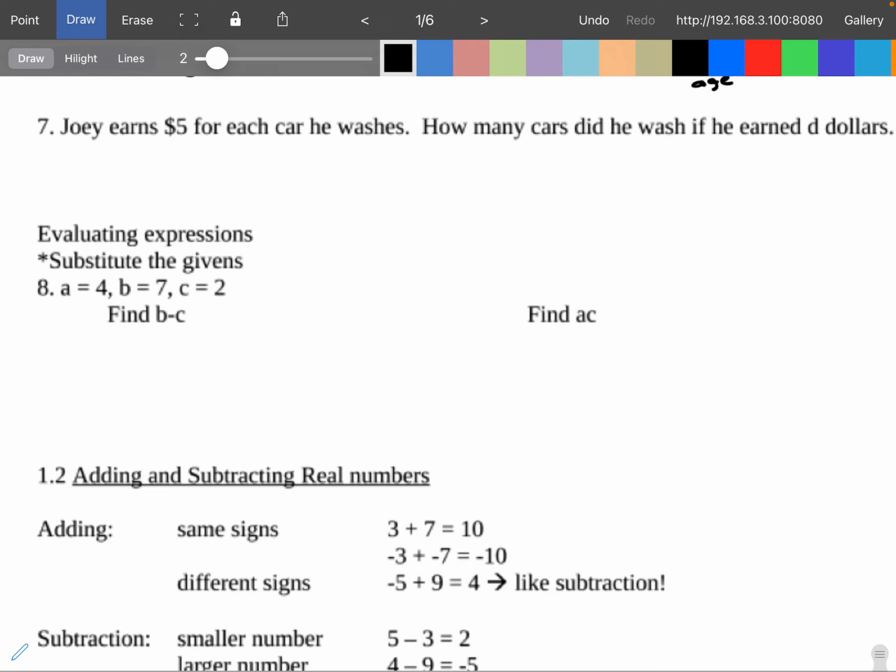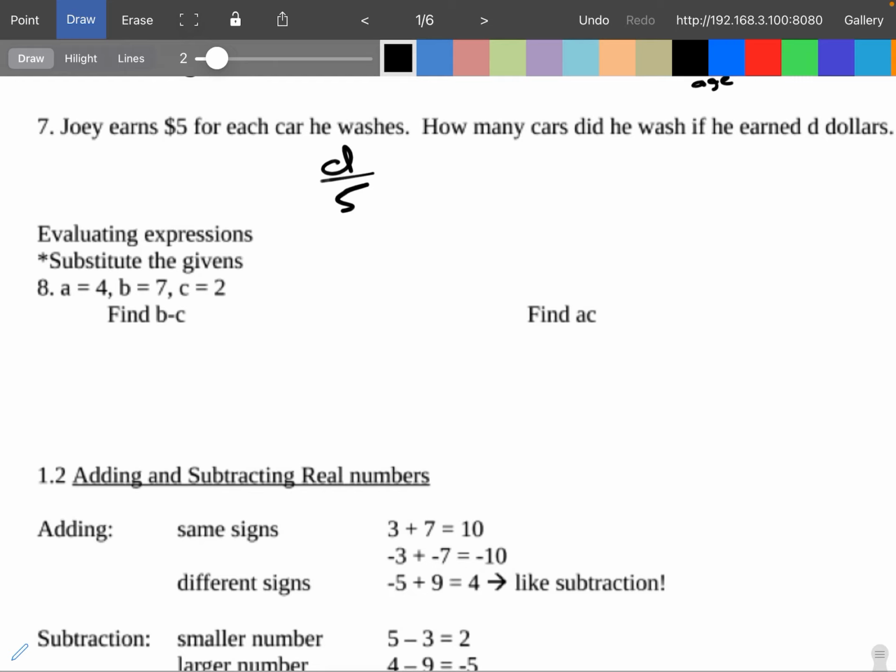Now, we're not doing $20 though, we're doing D dollars. So it's actually going to be D divided by 5. I think that variable is already defined for you guys. D is the number of dollars, right? So if he got $50, so if D was 50, how many cars did he wash? Good, yeah, 10. So 50 divided by 5 would give you 10 cars.